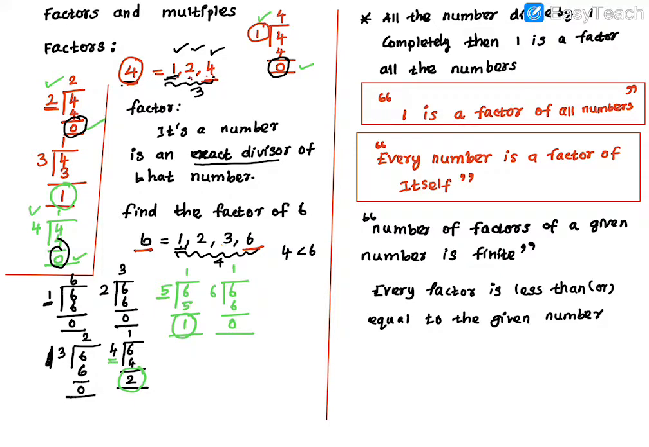So here 3 should be less than 4. So this is a fact. So it should be less than the given number. That's all. Now if you do some problems, then you can understand. Then I will write one more thing.